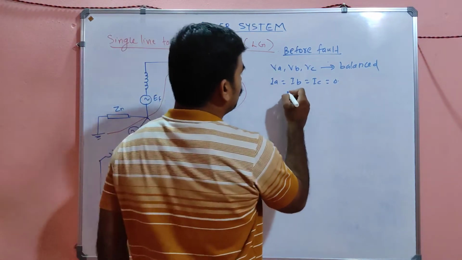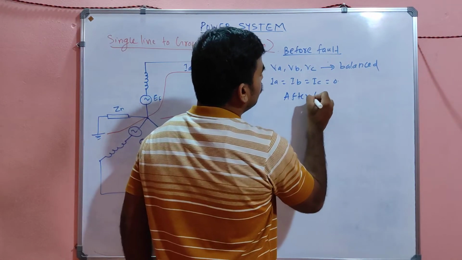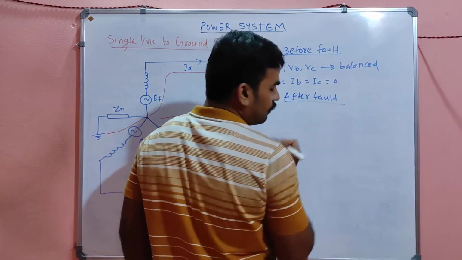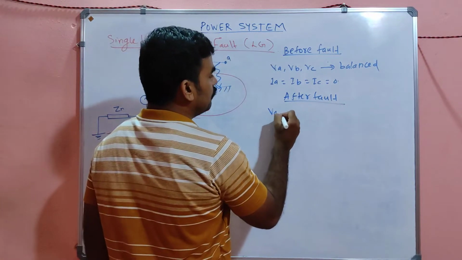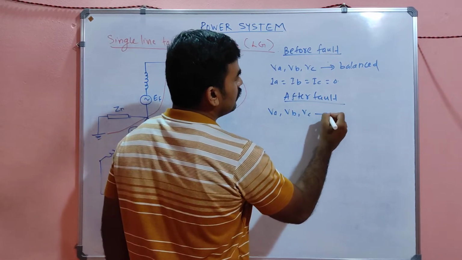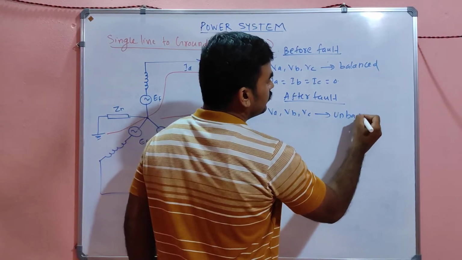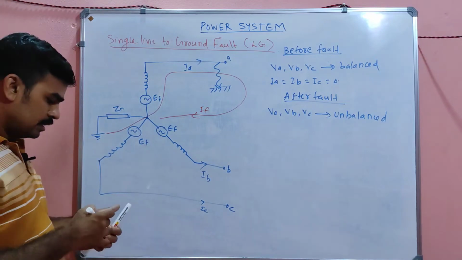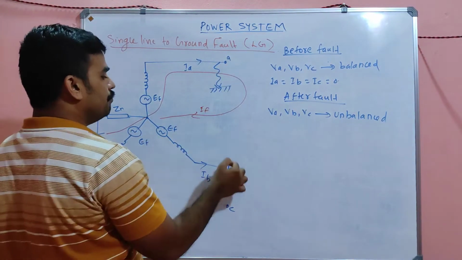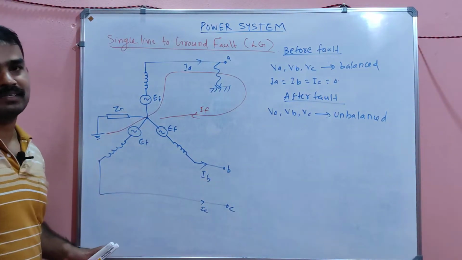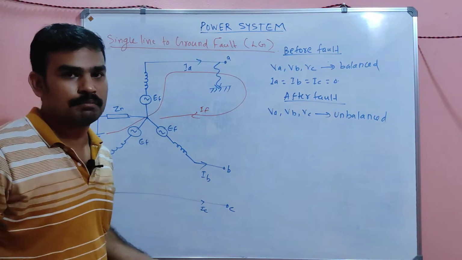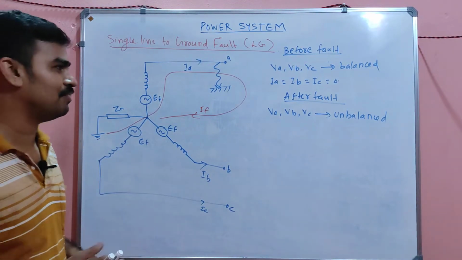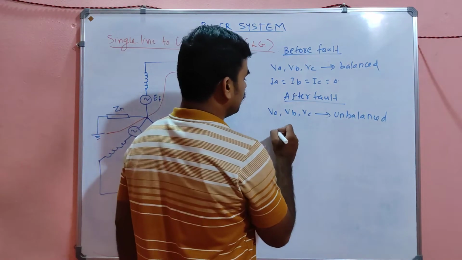And after the fault, what happened, my dear? After the fault, VA, VB and VC are unbalanced, correct? After the fault, the voltages across A, B and C will be what? Unbalanced. That is the nature of the fault. That is the nature of an unsymmetrical fault. And what about the current, my dear?